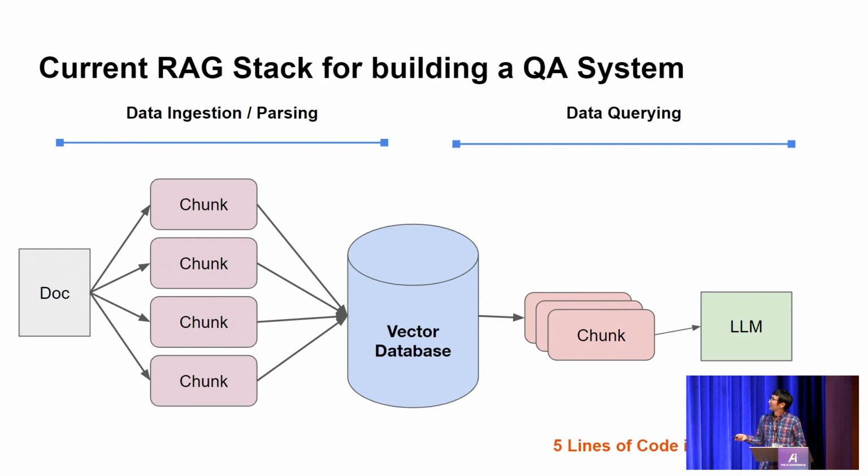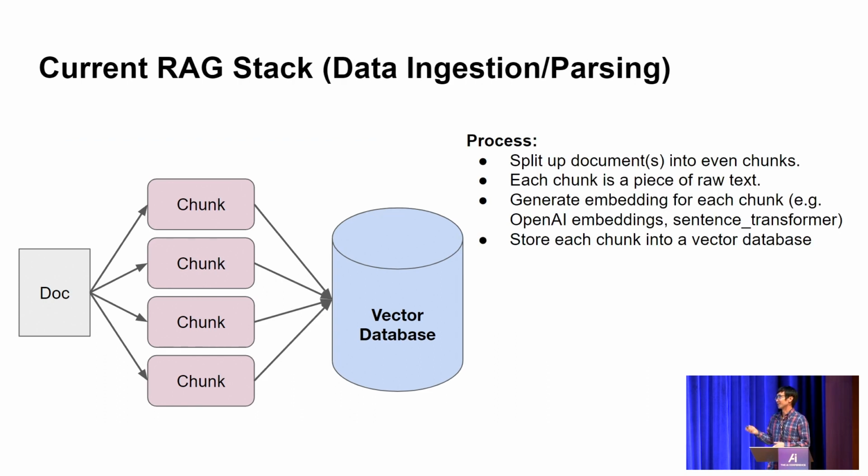So let's go through what the current RAG stack looks like, right? This basically looks like the following 2 components. 1 is you have data ingestion, and the second piece is you have data querying. So let's talk about the first step. And again, you can wrap this whole thing in 5 lines of code in LlamaIndex. And again, if you haven't done it already, I would encourage you to do so, at least just to understand where it doesn't work. And then you can follow this talk.